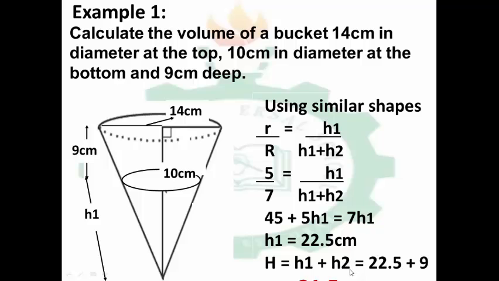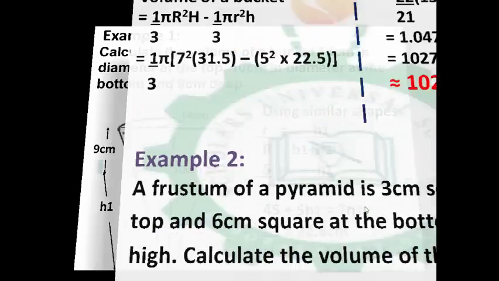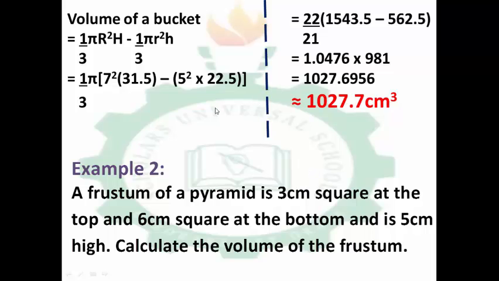The volume of the bucket is going to be 1 over 3 pi r square h minus 1 over 3 pi r square h for the smaller bucket. And this is going to be 1 over 3 pi, open bracket, the radius for the bigger bucket is going to be 7 square, then the height is 31.5, minus 5 square times 22.5.